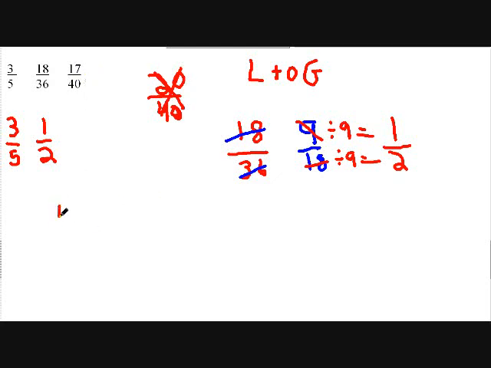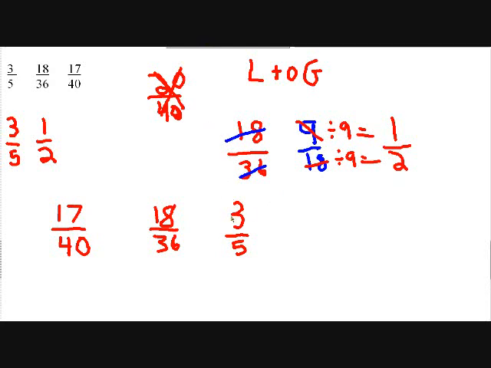So I'm going to put it up here at the front of my list. That's the only number I have that's less than 1/2. 18/36 is exactly 1/2. And 3/5 would be more than 1/2. So it has to be my biggest number. I have a number less than 1/2, I have exactly 1/2, and I have a number that's larger than 1/2.